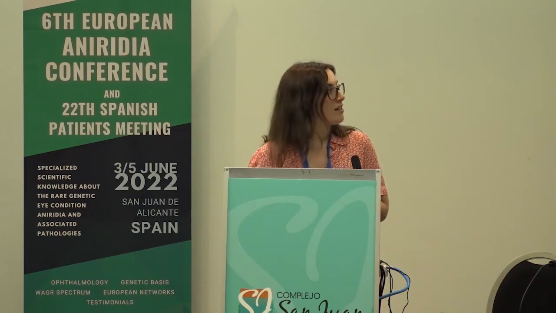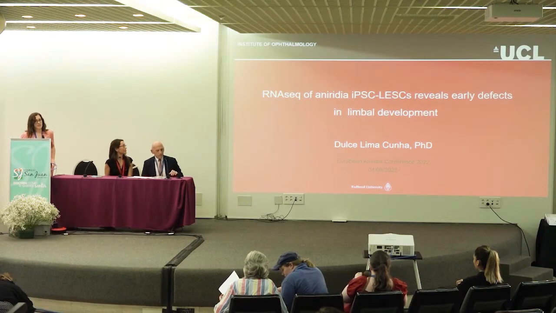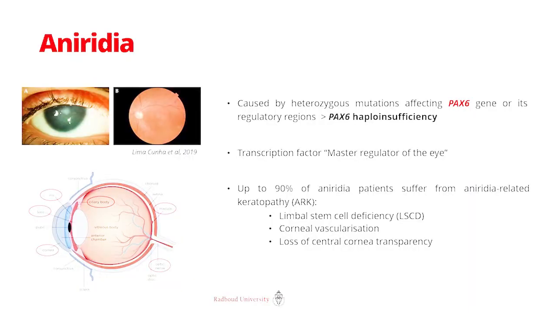This is preliminary data on RNAseq of Aniridia iPS limbal stem cells, which reveal early defects in limbal development. So I'll just go through. We know Aniridia is caused by PAX6 mutations. We know it affects the eye in multiple ways. It affects both the front of the eye and the back.